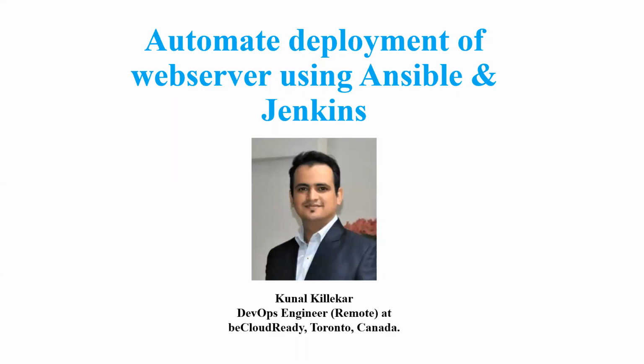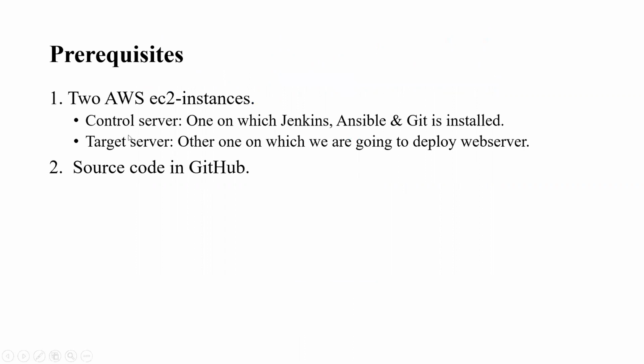Hello everyone. In this video, we'll see how to automate deployment of web server using Ansible and Jenkins. So to begin with, the following setup is required. That is, first one, two AWS EC2 instances: control server on which Jenkins, Ansible, and Git is installed, and target server on which we are going to deploy the web server. Second, we should have the source code in our GitHub repository. So let's start with the demo.